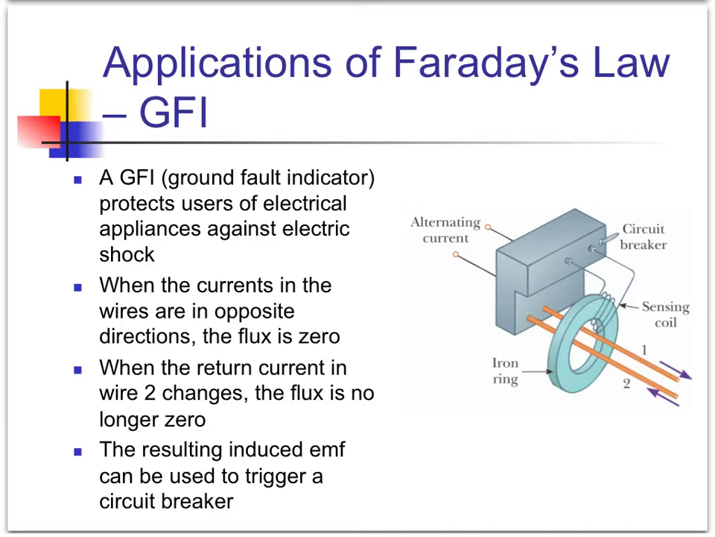However, if some current is coming in and some is going out another place, there will be a net current through this loop. That'll cause a magnetic field to begin around these loops, and that will induce a current in the sensing coil, and the circuit breaker will deduce there's a current and will turn off the whole circuit.